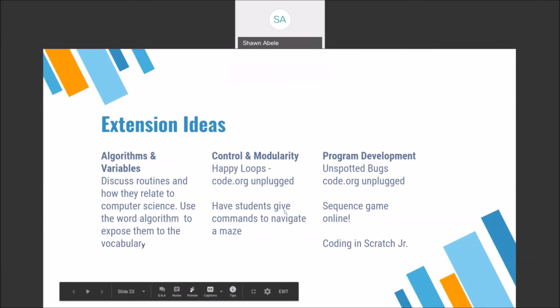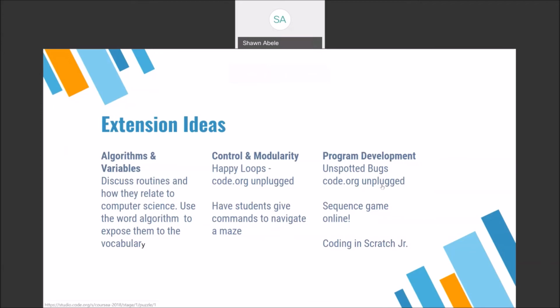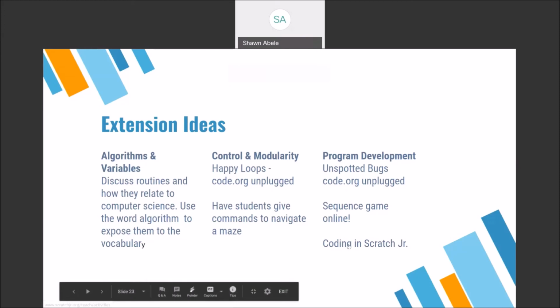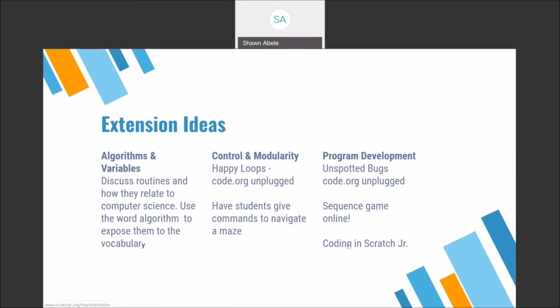With program development, code.org again has something called Unspotted Bugs to do decoding. There's sequencing games online. If you're feeling brave, you can do some coding in Scratch, and you don't even have to feel that brave because it walks you directly through everything. But these are some great activities.